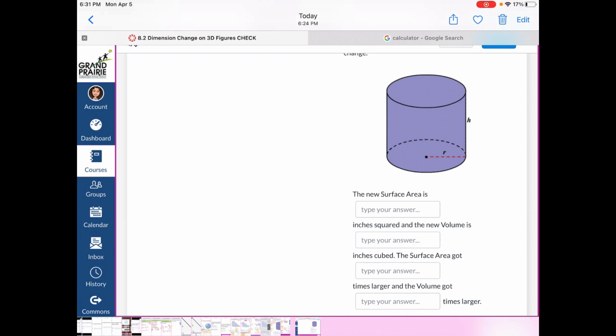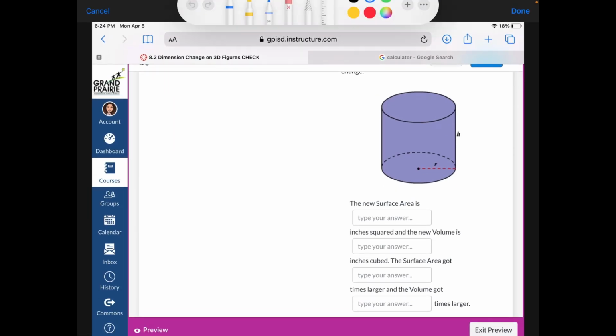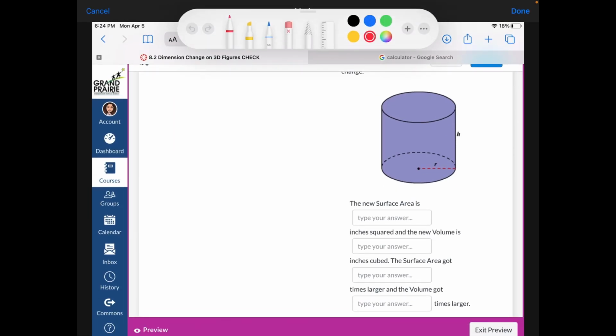If we changed both dimensions, we would go through the same process. I'm just going to skip through here. You would use the same formula to find your surface area. And so the new surface area, I'm just going to go ahead and give you the number, because by now you should be able to figure it out. 1357.2. That's the new surface area.